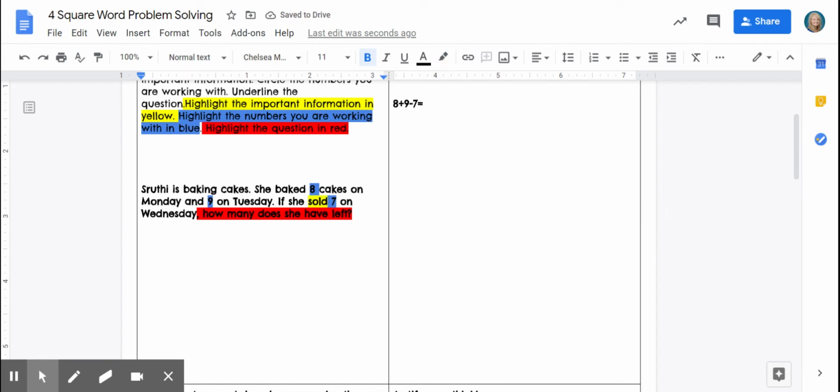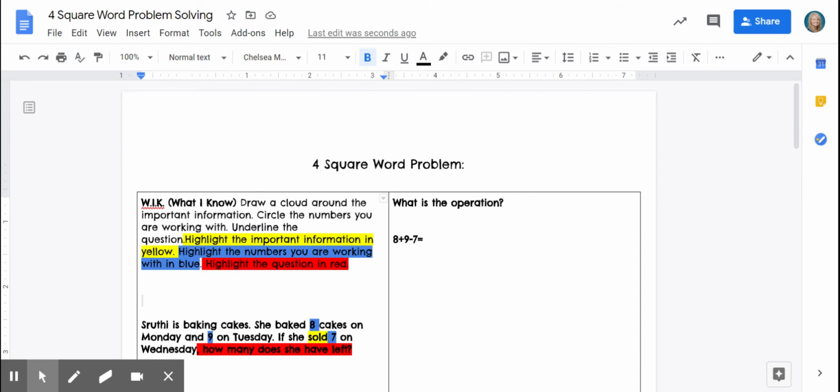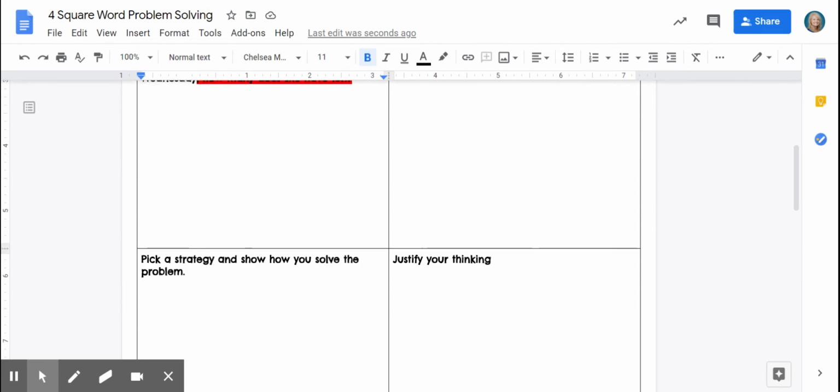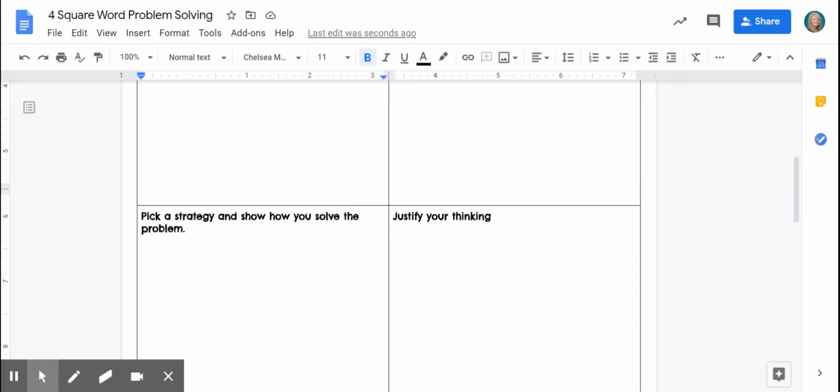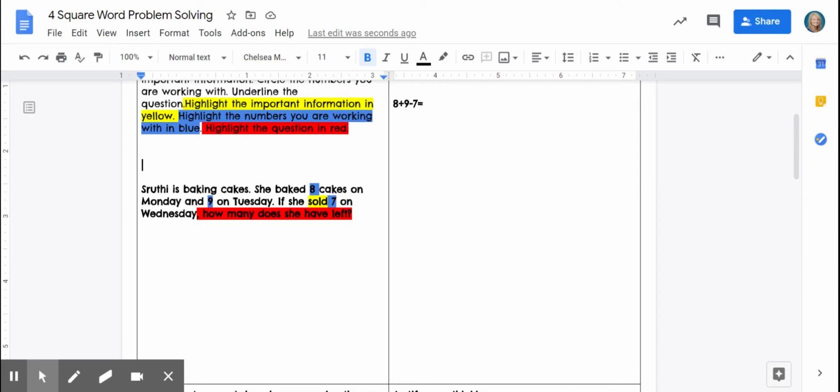So here's what I know. She made 8 cakes, then she made 9 more cakes. She sold 7 of them. How many does she have left? Okay. My next step is to think about what's my strategy. Pick a strategy and show how you solve the problem. Well, I've got to think about that. I know there's 3 numbers. She baked some cakes, then she baked some more, and then she sold some.